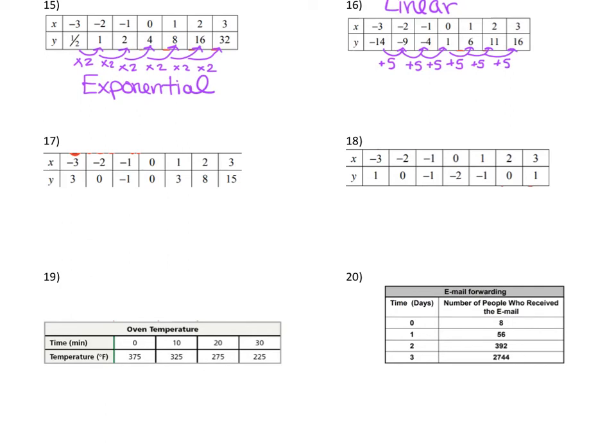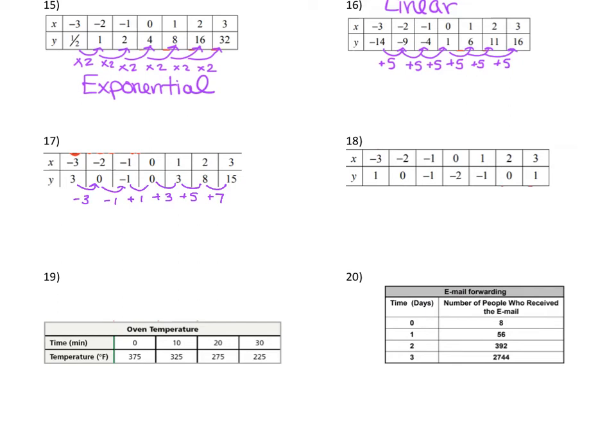All right. 3 to 0, well, that's minus 3. 0 to negative 1 is minus 1. Negative 1 to 0 is plus 1. 0 to 3 is plus 3. 3 to 8 is plus 5. 8 to 15 is plus 7. Okay, so, well, I know it's not linear or exponential because I'm not adding or multiplying by a common number.